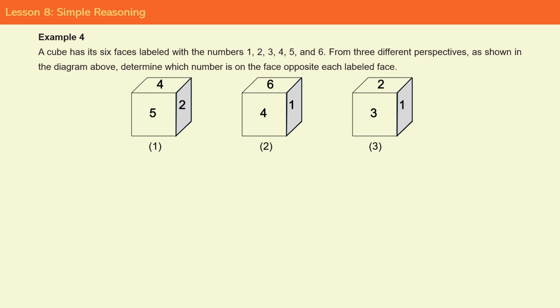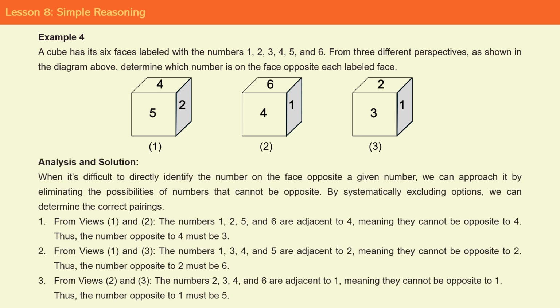Let's look at example 4. A cube has its 6 faces labeled with the numbers 1, 2, 3, 4, 5, and 6. From 3 different perspectives, as shown in the diagram above, determine which number is on the face opposite each labeled face.